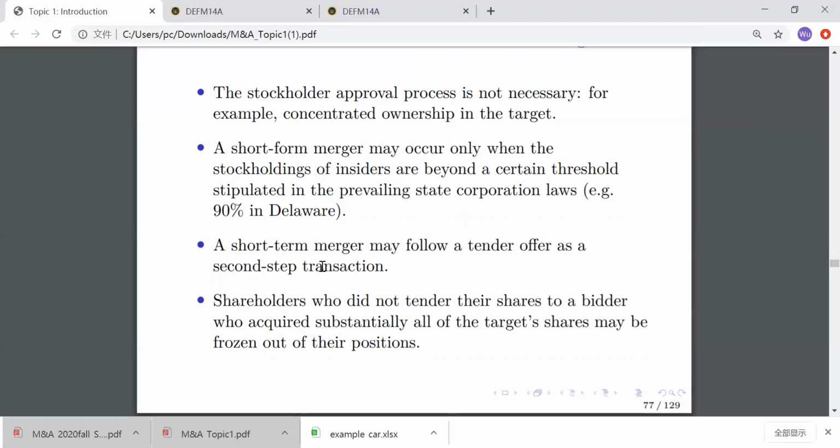So the idea is that first of all, the bidder buys most of the shares in the target. If the bidder buys most of the shares in the target firm, then they actually become insiders. So in that case, most of the shares of the target firm are concentrated in the bidder, who are insiders now. Now they can do a short form merger. And in that case, if the remaining minority shareholders do not tender their shares, in other words, do not sell their shares to the bidder, they could be frozen out of the position.